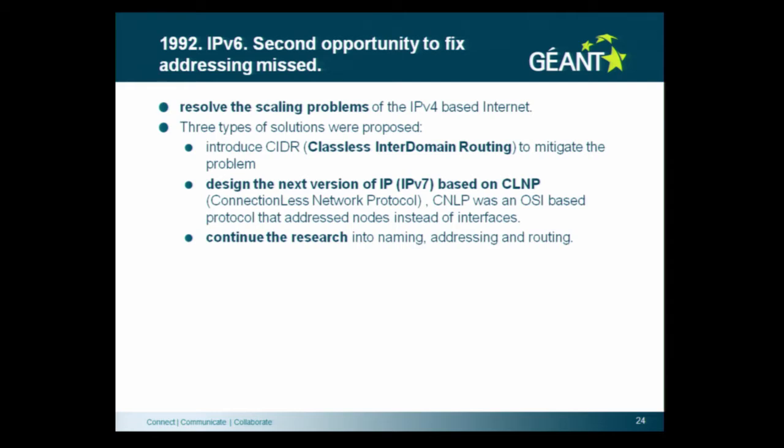Then you had the design of a next version, which would be IPv7, based on a protocol called CLNP, the connectionless network protocol. And this was from the OSI guys, not from the IETF guys. And the other one was just to continue the research and hope something else came out of the research.